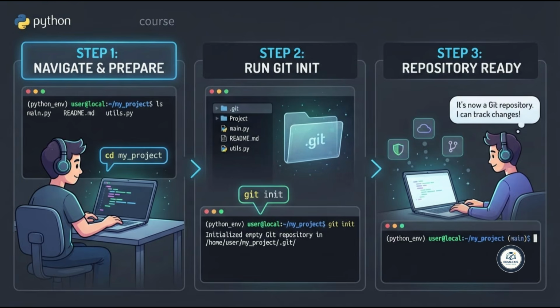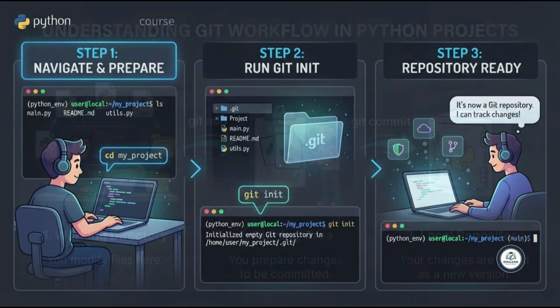Navigate to your project folder in your terminal. To start version control here, run git init. This creates a hidden .git folder. It is now a Git repository. It is empty for now, but Git is ready to watch your files.